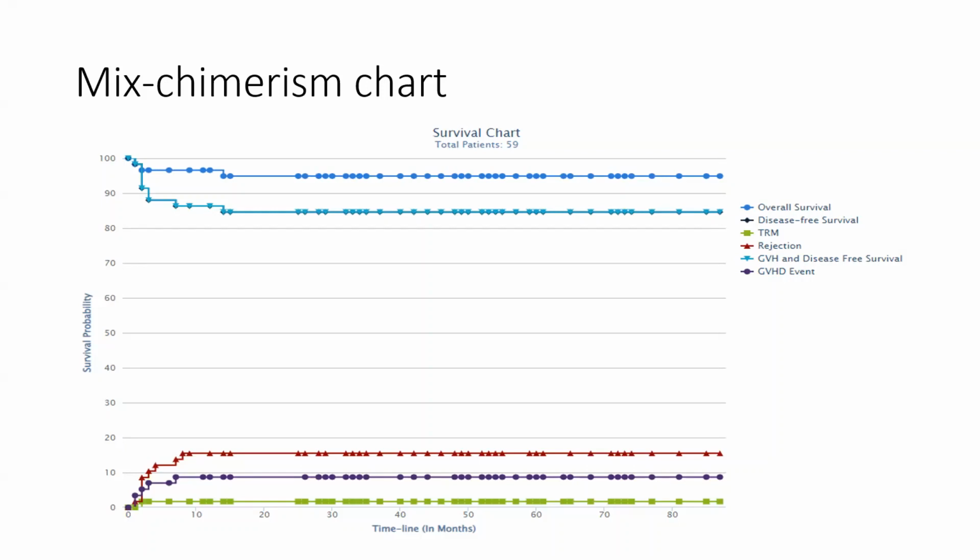With mixed chimerism, they can get rejection after some time, a secondary one, but not the primary. Rejection percentage is 15.5 percent. GVHD they can also get, 8.6, and transplant-related mortality is minimal, 1.7 percent. If the cells are not working, then there can be fatal outcomes.